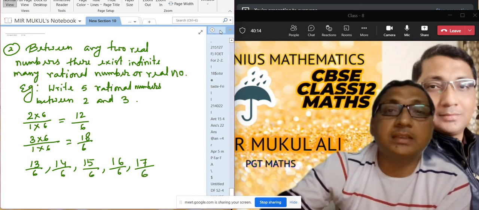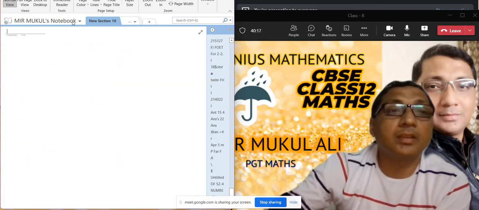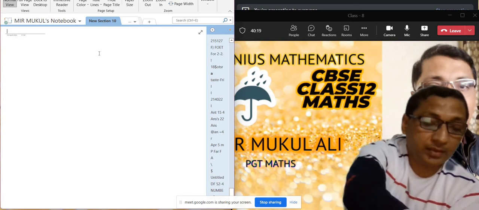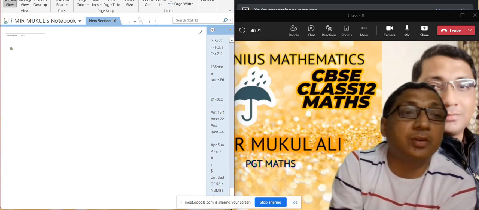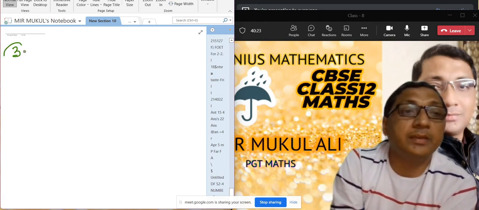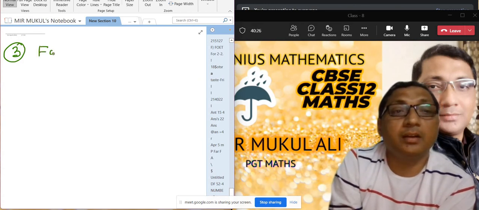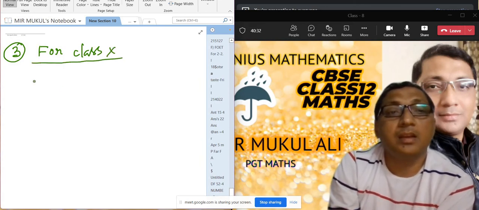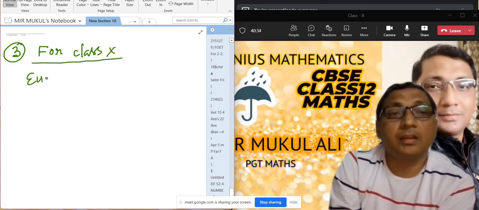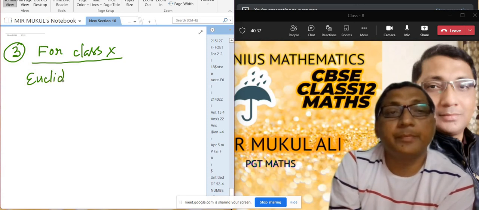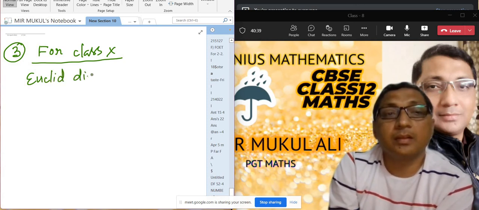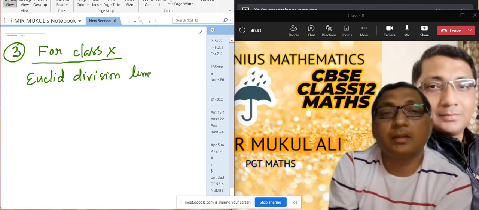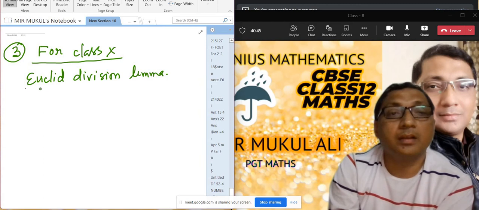Okay, now next concept is for class 10, so class 9 will not write. So third concept only for class 10th, that is Euclid division lemma.